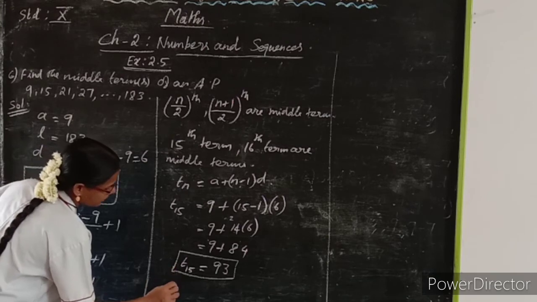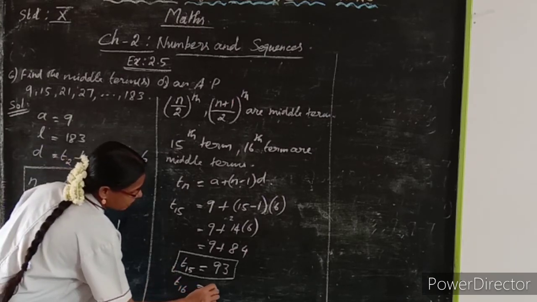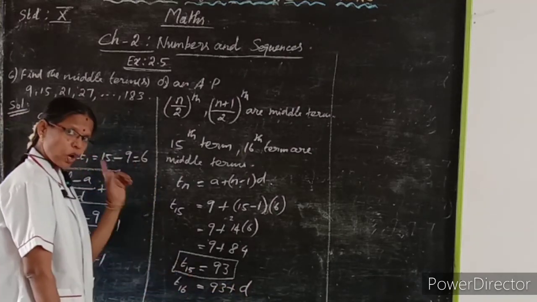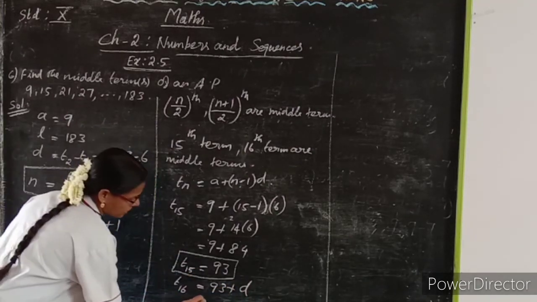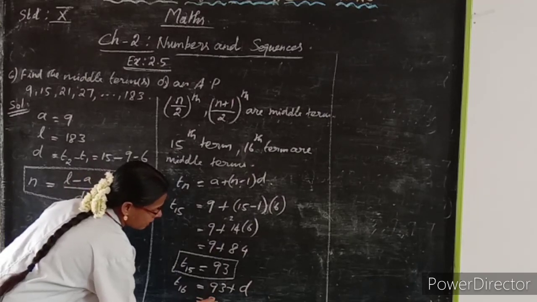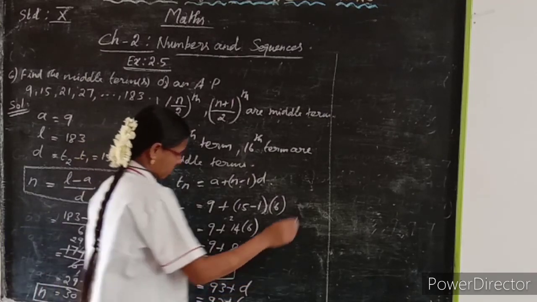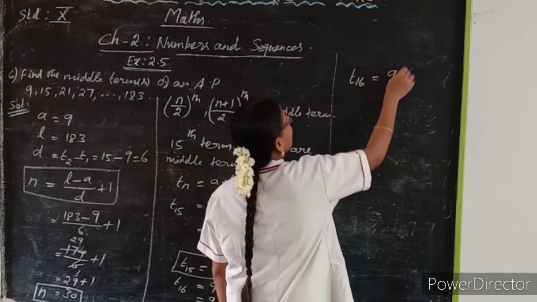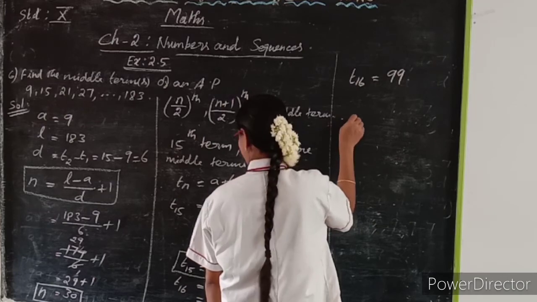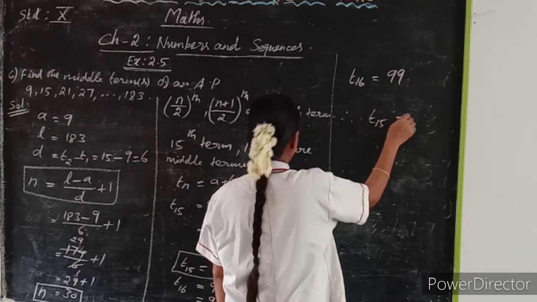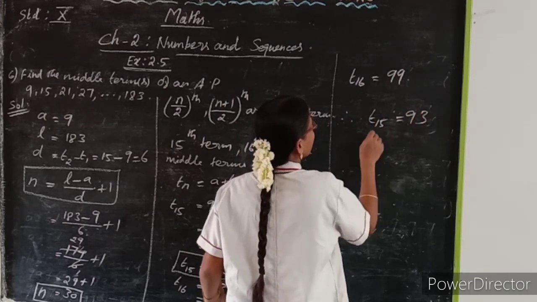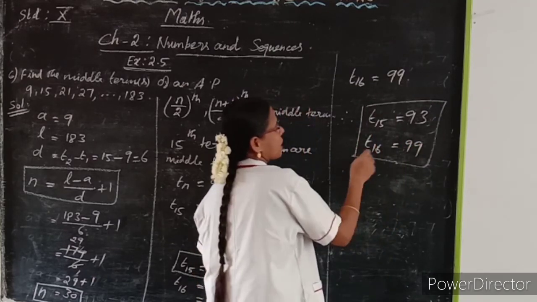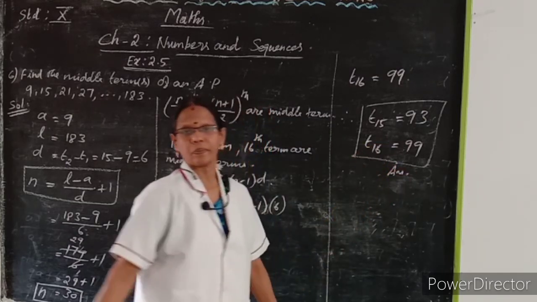So T16, the 16th term, is 93 plus 1D. So add the common difference, that is enough. So the 16th term is 93 plus 6. So T16 is 99. Therefore T15 is equal to 93 and T16 is equal to 99. These are the required middle terms.